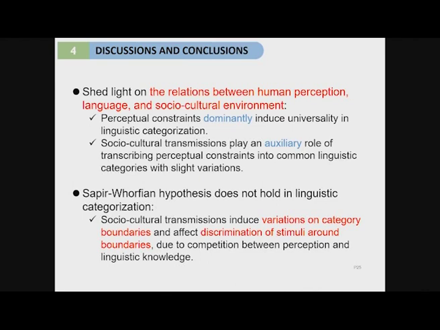While social cultural transmission may only play a distinct role of transcribing perceptual constraints into some common linguistic categories with some kind of slight variation. More importantly, maybe we can claim that the Sapir-Whorf hypothesis, that language can affect perception, may not hold, at least in the linguistic categorization case. So social cultural transmission can induce variation, but only at the category boundaries, and affect the discrimination of those stimuli due to the competition between perception and linguistic knowledge. But if you talk about focal color distributions, which are more determined by the perceptual constraints.